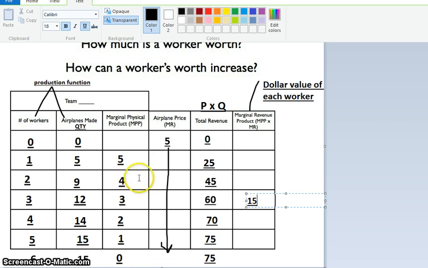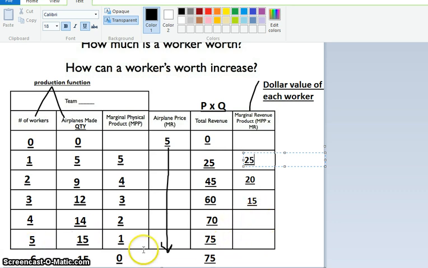How about the second worker? The second worker is worth 4 airplanes. Well, I can sell each one of those airplanes for $5. So that means that he or she brings me $20 worth of value, of revenue. How about the first worker? Well, he brings me 5 airplanes, so 25. All right? Take a second, try to figure out the bottom 3 for me.